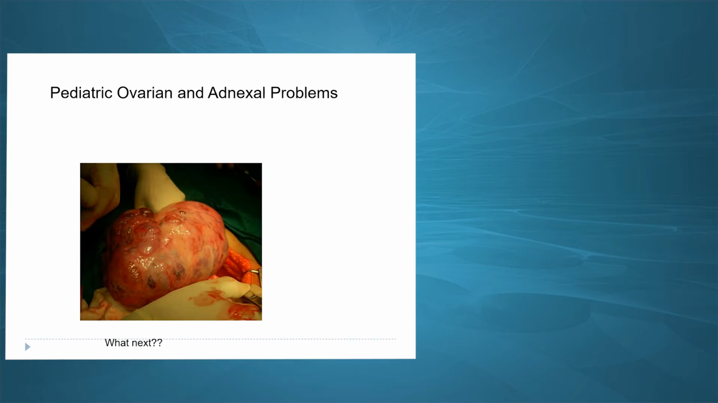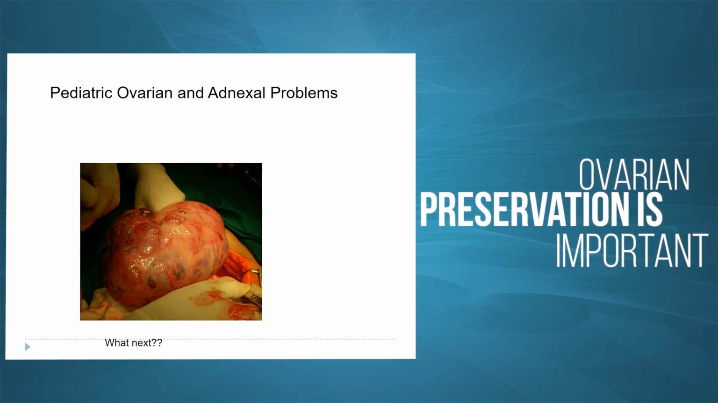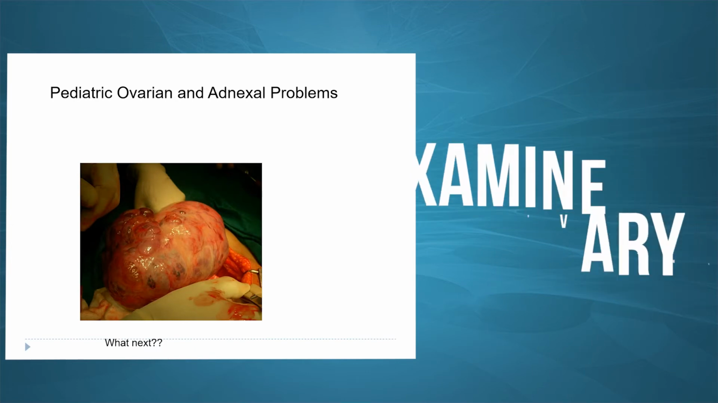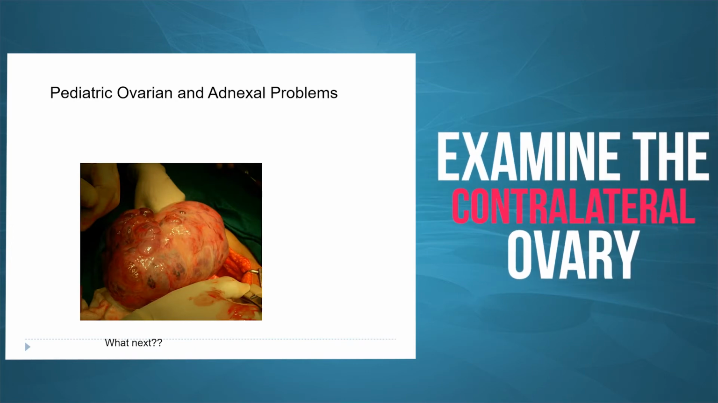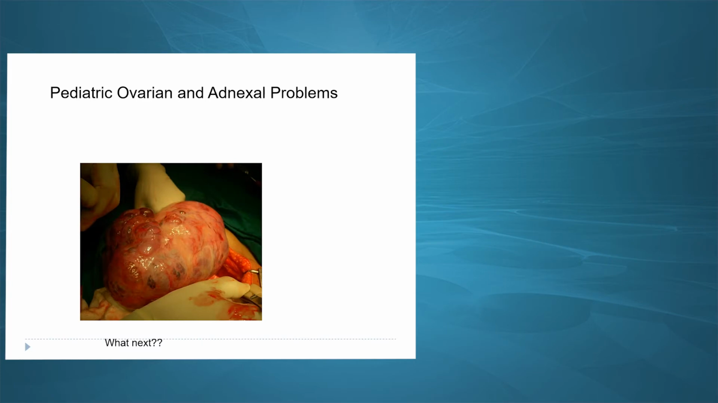It depends on what it looks like, because ovarian preservation is really important to think about as we go through any of these things. And then you want to examine that contralateral ovary. Okay, so that is what germ cell tumor staging is, and it's different from epithelial cell tumor staging.